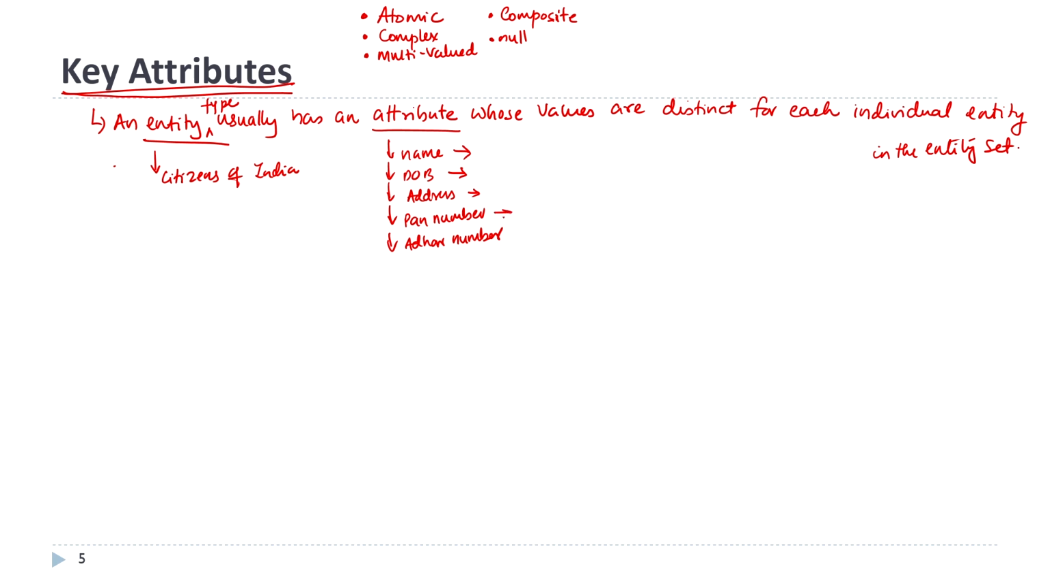Whereas a PAN number, not everyone has it. Let us say it is only for taxpayers, but it is distinct. We can use the word distinct, or we can also call it unique. Not everybody may have it. Let us assume that Aadhaar number is for everyone. Everyone has it. Also distinct or unique.